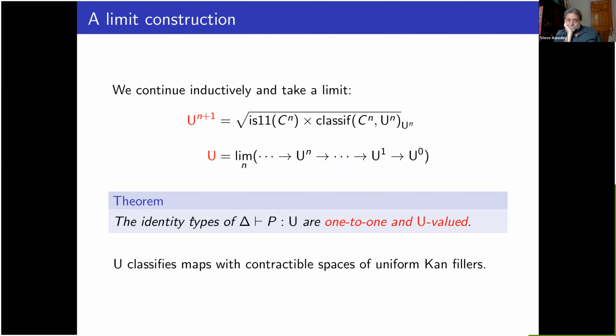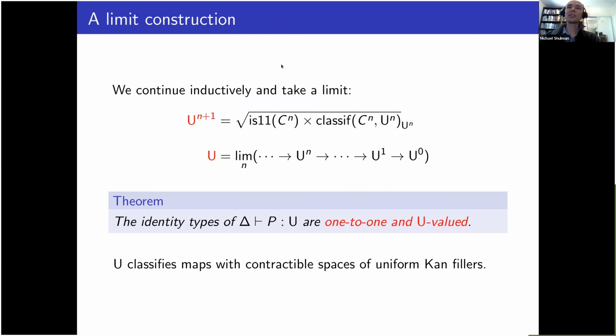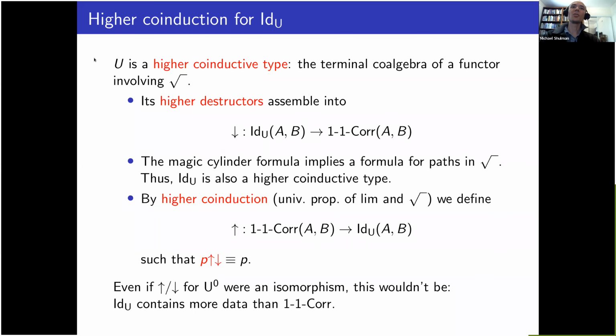Okay. So now, I like this sequential limit way of thinking about things, because it essentially means that U is a terminal coalgebra of an endofunctor. We've got this endofunctor that takes a UN and does this thing to it and builds a UN plus one, and we're taking this limit. So this is a terminal coalgebra. Terminal coalgebras are co-inductive types, sorry. This co-inductive type is built out of this square root. So this is a higher co-inductive type.